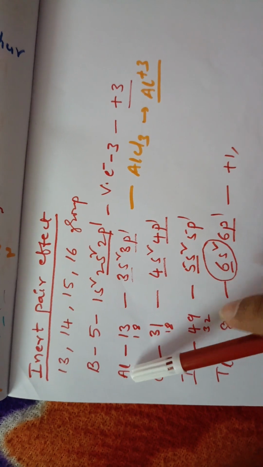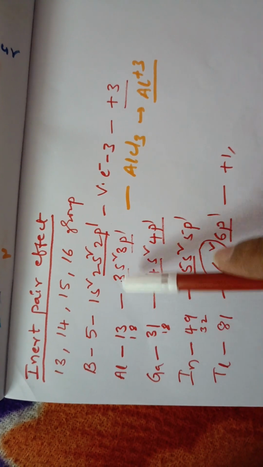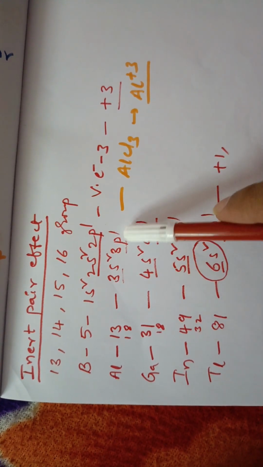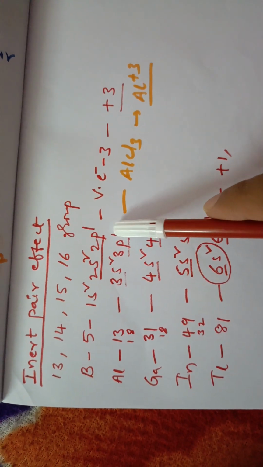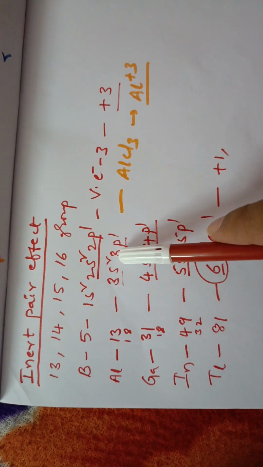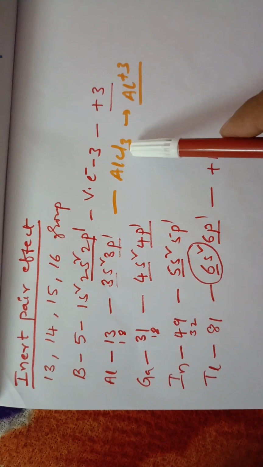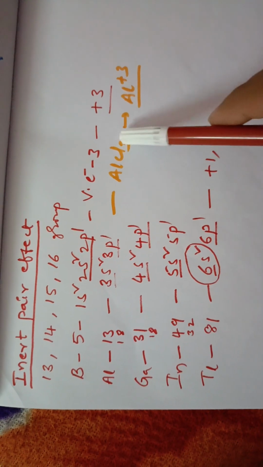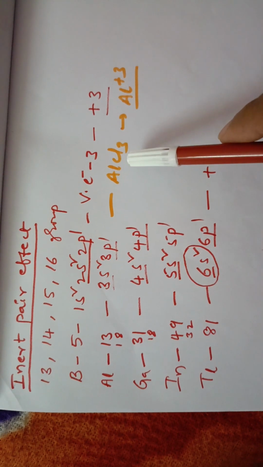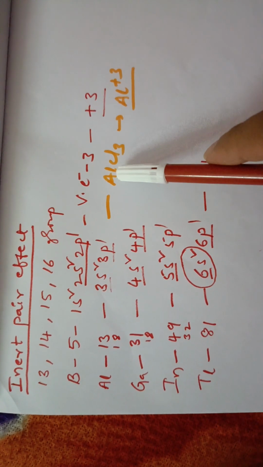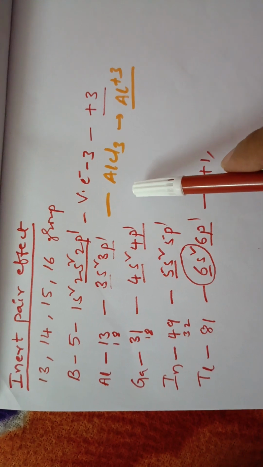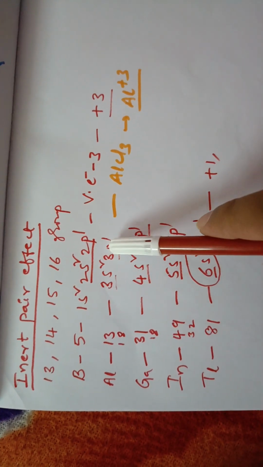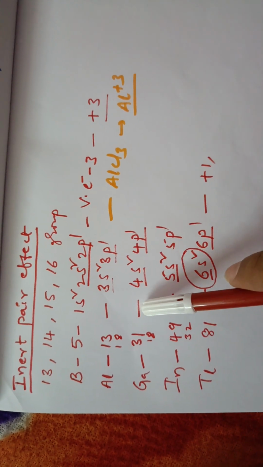Suppose you take aluminum, it also has 3 valence electrons. 3s2 3p1 is the valence shell configuration. With these 3 electrons, aluminum forms 3 bonds. So it forms AlCl3 like compounds. In this compound, what is the oxidation state of aluminum? Aluminum oxidation state is plus 3. That means these 3 electrons form 3 bonds with 3 chlorine atoms.